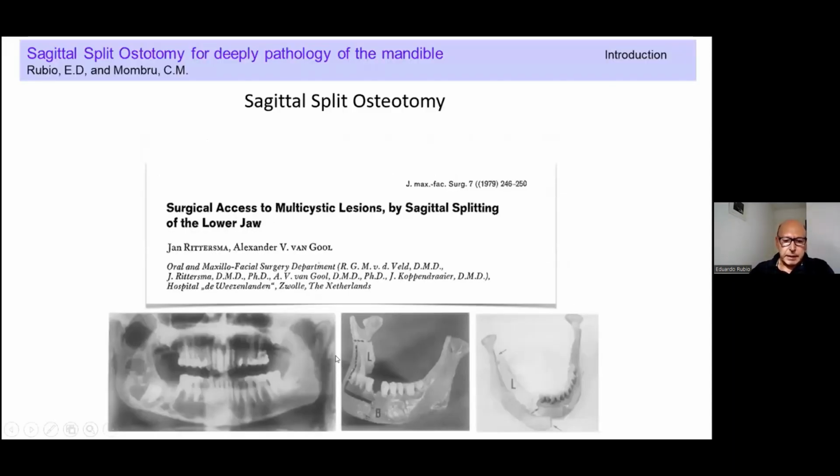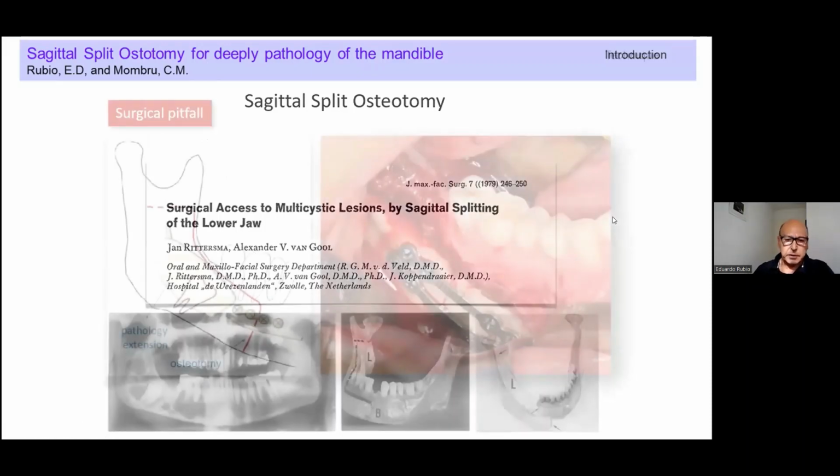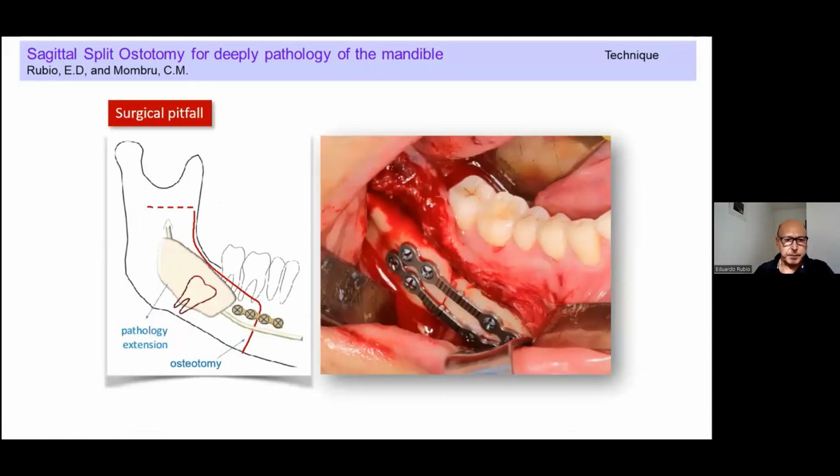And this technique was applied to take out the pathology of the mandible, and a lot of authors, this is one of the first that have written about it. So let me show you how it can be done. We have the pathology here, so we place the osteotomy apart from the limits of the pathology.